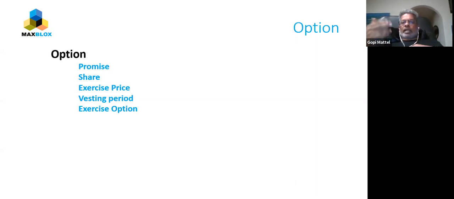And of course, now we know what exercising an option is. On the 365th day, they write you a check for the 10,000 exercise price. And now those options convert into shares and they own it, okay? That's the thing.